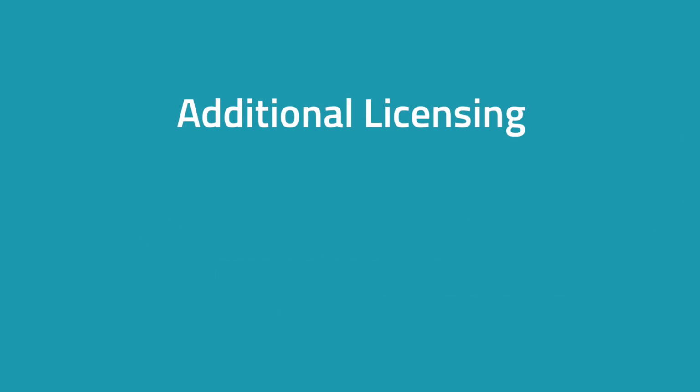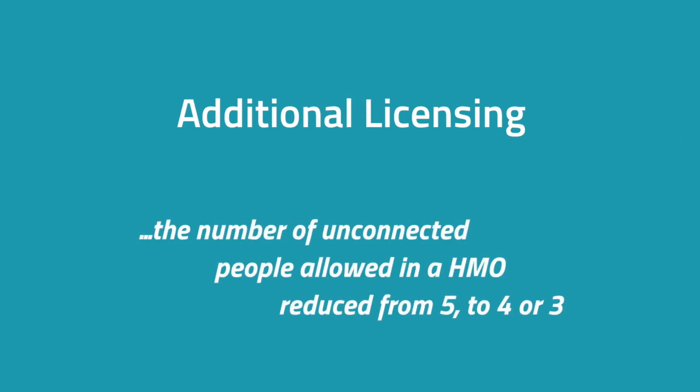The second type of license is called an additional license. Now certain councils have brought in additional licensing, which means that they are more concerned about the standards of HMOs in their town. So this licensing will mean that they can bring in the number of unconnected people down from 5 to maybe 4, even 3. So if you've got an additional licensing for 3 or more unconnected people, basically every HMO in that area will require a license.